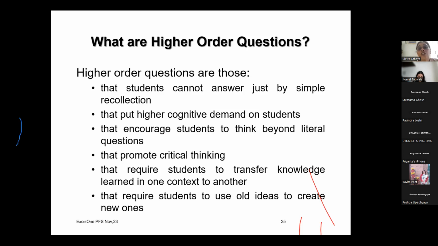It encourages students to think beyond literal questions. It promotes critical thinking, problem solving. It requires students to transfer knowledge that is learnt either in one subject or one chapter to another context, or a new chapter or a new subject or a different subject. Okay. And it requires students to use old ideas to create new ones. And I'm going to be giving you examples of these.